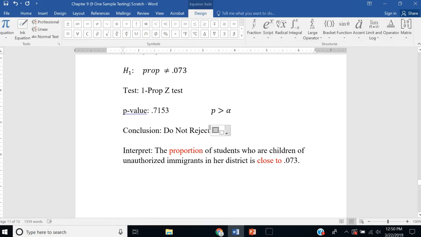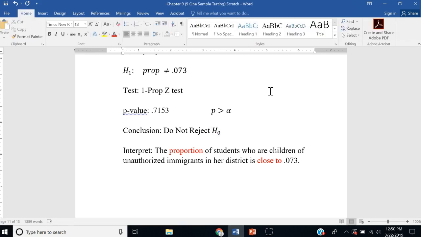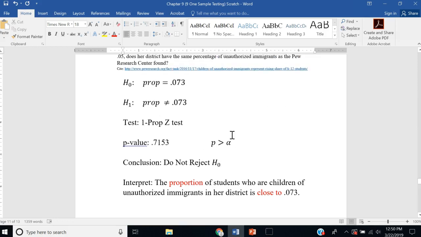I didn't write it down that way. When I write this down on the board, I make a little bit fewer mistakes, but that's okay. It's easier to erase on the board. But there you go. Conclusion is do not reject H0 because the p-value is big, at least bigger than alpha. And then the interpretation statement, what I said: the proportion of students who are children of unauthorized immigrants in her district is close to 0.073.